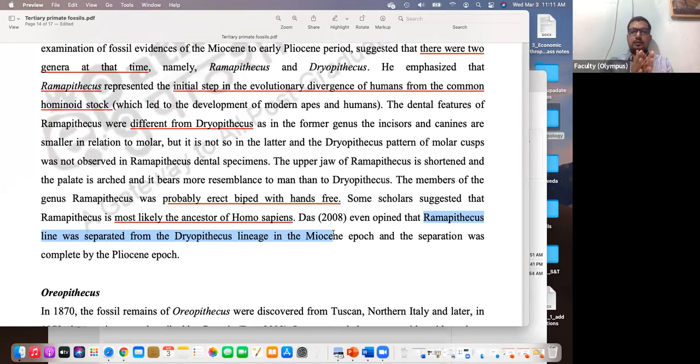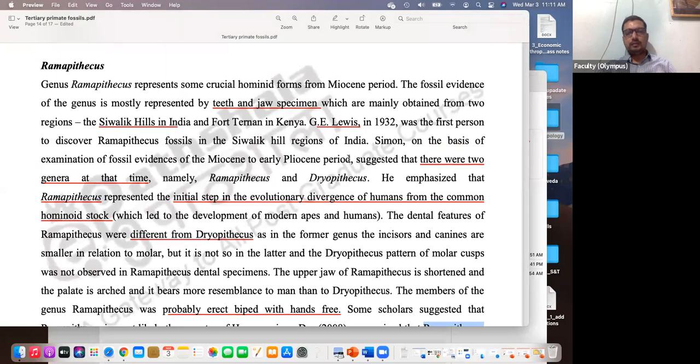So maybe this Dryopithecus went in one direction, Ramapithecus went in another direction in evolution, not geographically, but in terms of evolution. So like that, Ramapithecus, more human-like evidences were found from India during this period.